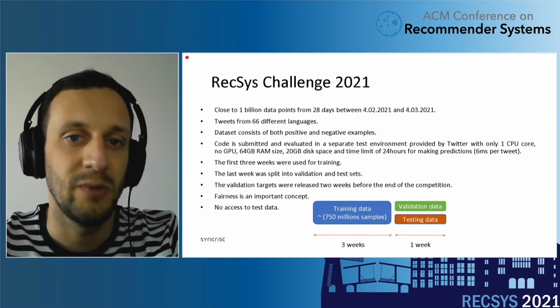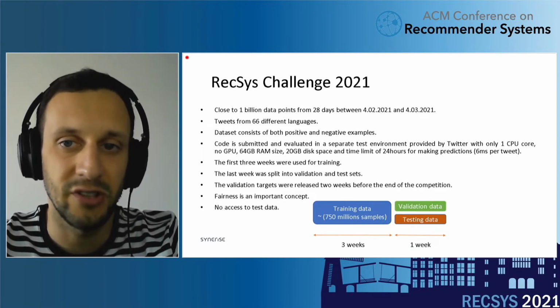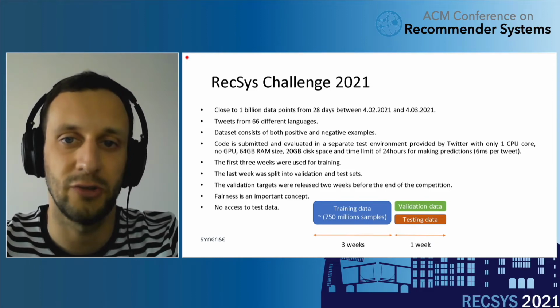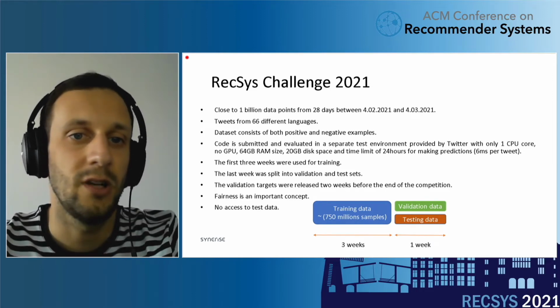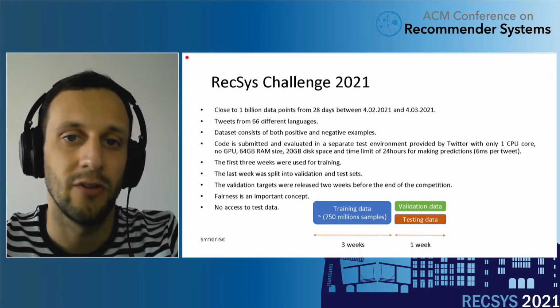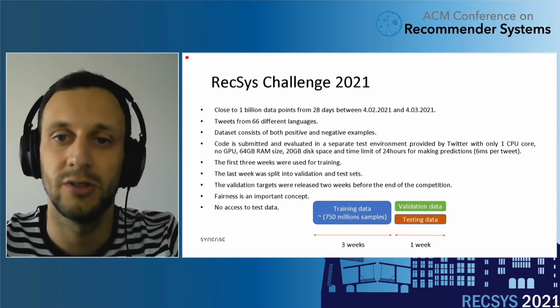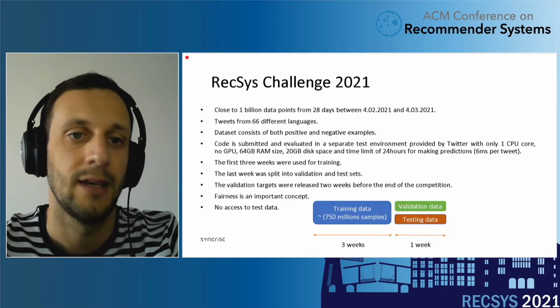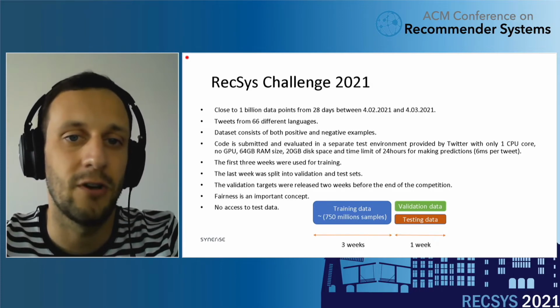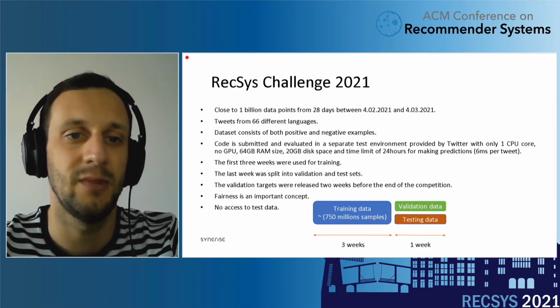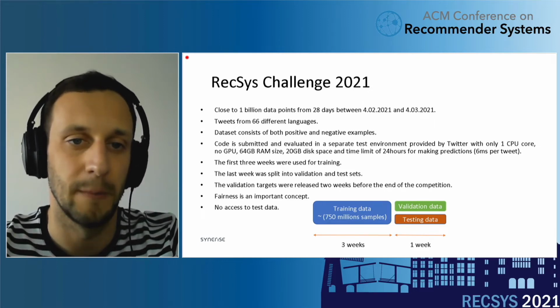The biggest difference between this year's challenge and the previous year's challenge was that the organizers introduced strict latency constraints. Each model needed to be uploaded and evaluated in a separate test environment provided by the organizers, with only one CPU core, no GPU, 64 GB RAM, and 20 GB disk space. And a time limit of 24 hours for making all predictions, which gives about 6 milliseconds per single tweet prediction.